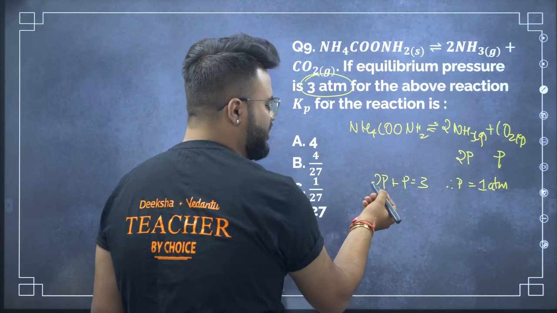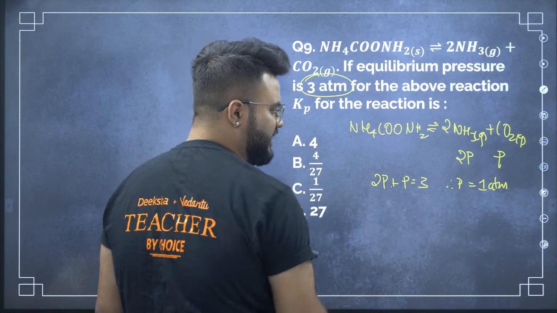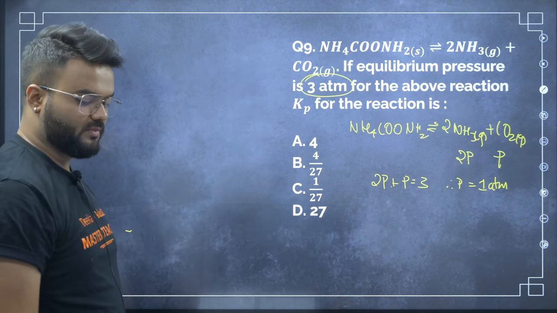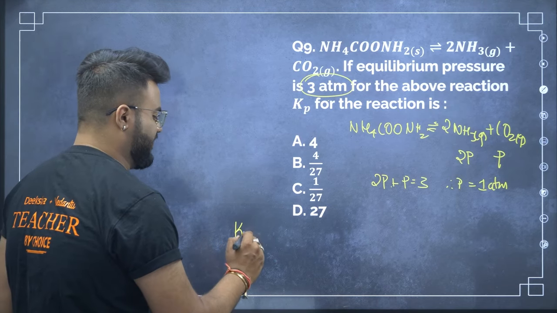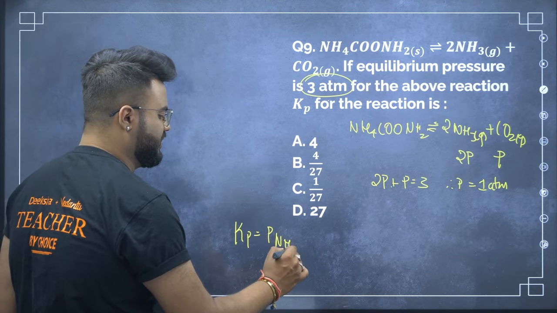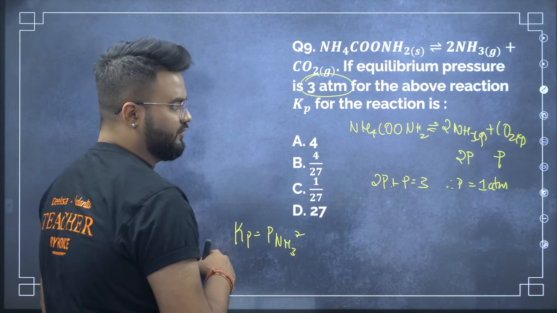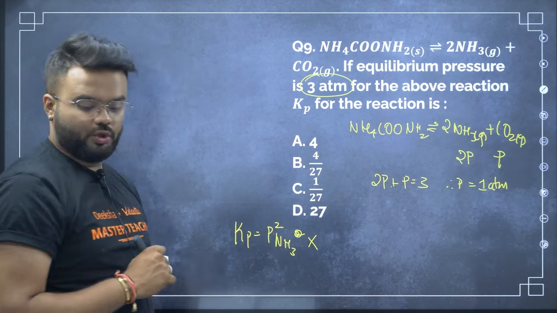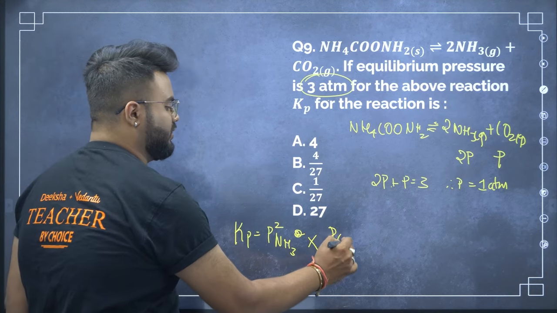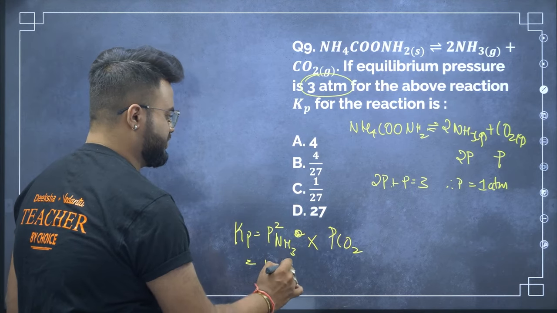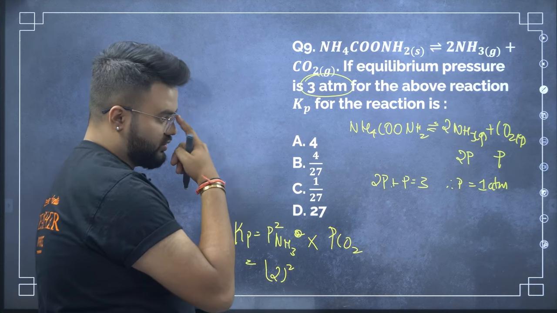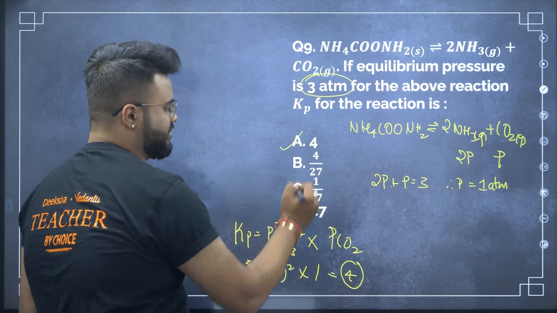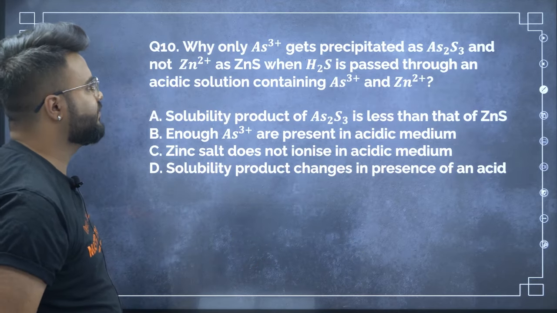Clear? We can understand 2 into 1 is 2, 2 plus 1 is 3. So directly we can understand that P is 1 atmospheric pressure. Therefore we know that Kp is equal to pressure of ammonia twice, because 2 is there, so it is squared, that is (2P) square, into P, the pressure of carbon dioxide. Now 2 the whole square into 1 is nothing but your 4. Therefore option A will be your correct answer.